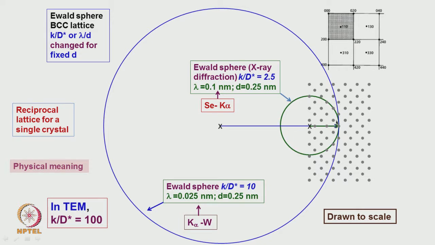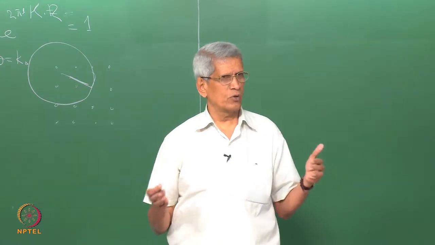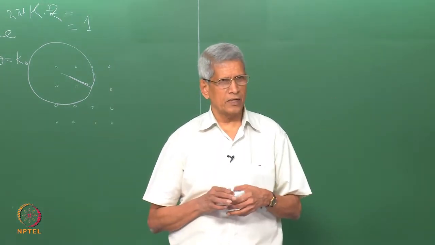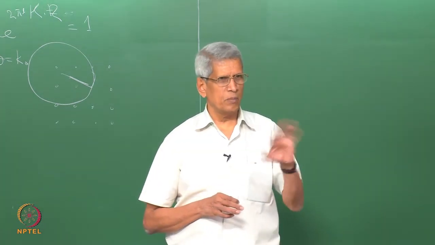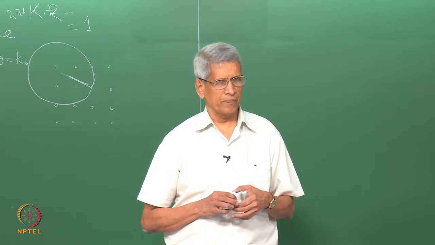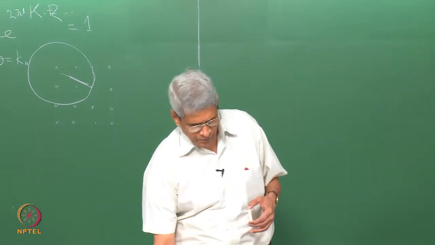Now, you can find out which reciprocal lattice points are touching the surface of the sphere. For this particular beam direction, all of them will give rise to a diffraction spot, which in the last class I showed you: for a particular beam direction, you will get Bragg diffraction in more than one direction, correct.